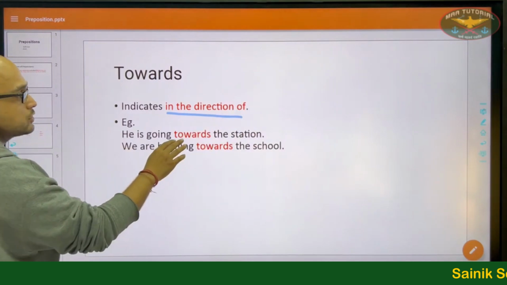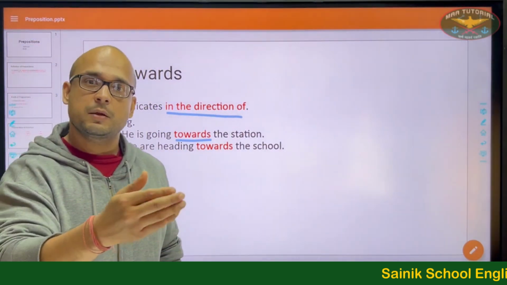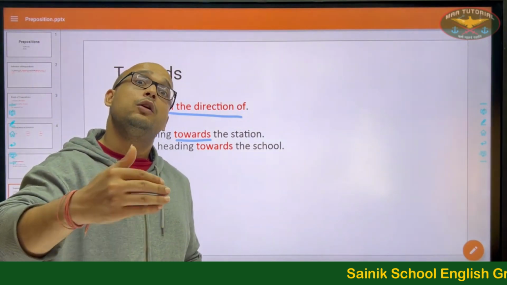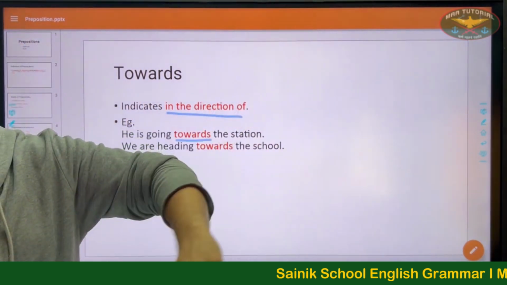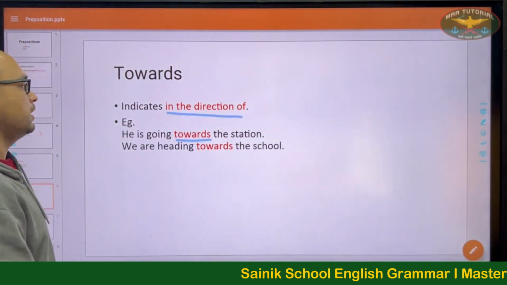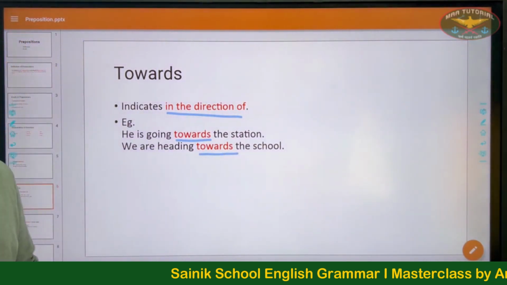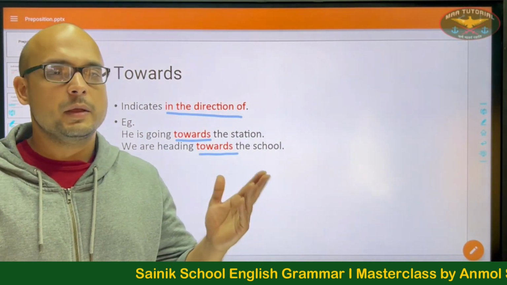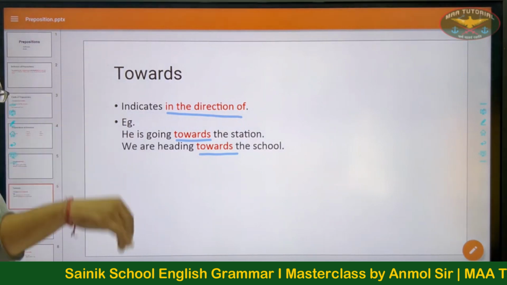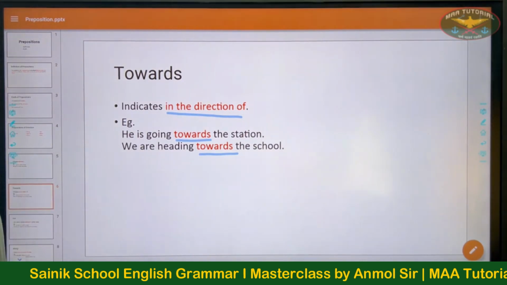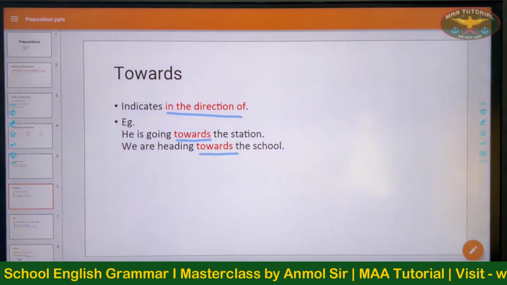For example, he is going towards the station. Maybe he'll go to the station, maybe he'll stop before, maybe he'll go further ahead than the station, but he is moving towards the station. That means in the direction of the station. We are heading towards the school. Maybe we'll go to school, maybe we will not, but we are going towards the school, in the direction of the school. This has got nothing to do with the destination like to had. This has to do with the direction, going towards the school.